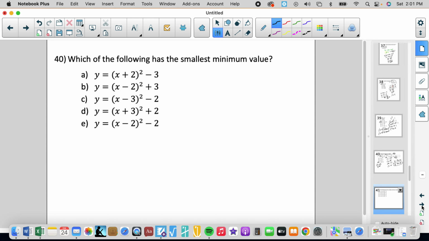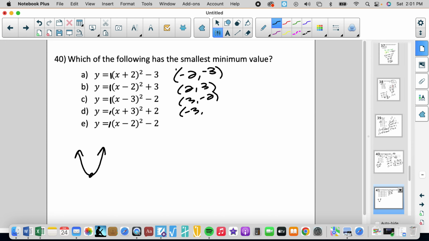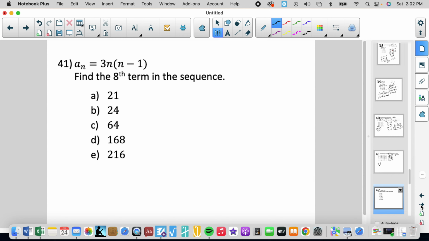Number 40, which of the following has the smallest minimum value? These are all in vertex form. All of my A's are 1. My A value is 1, so I know it's going to be positive, so I know that they're going to produce all minimum values. And this is vertex, so the vertex is (negative 2, negative 3). Vertex is (2, 3). Vertex is (3, negative 2). Vertex is (negative 3, 2), and vertex is (2, negative 2). Now, smallest minimum value? I hate that question. But we're talking about the y value, minimum value, which is the y value. So which one is the lowest? Which has the smallest y value would be A, negative 3. That's not a great worded question. They could have done that better.